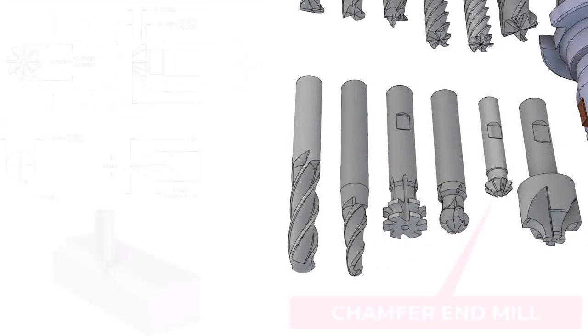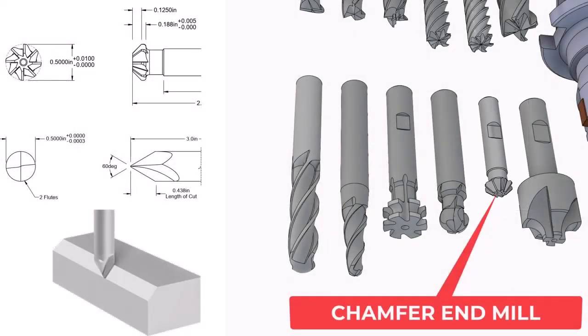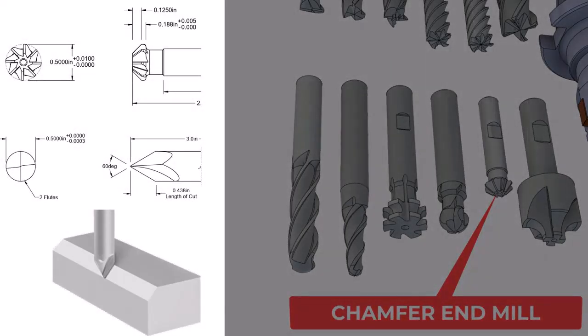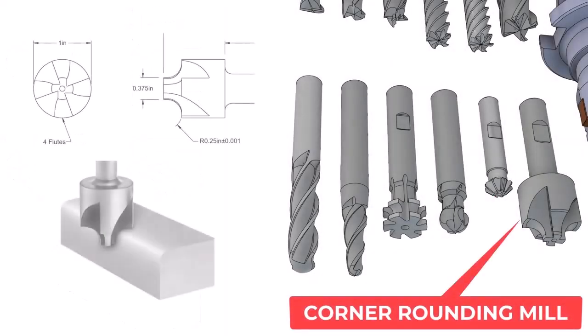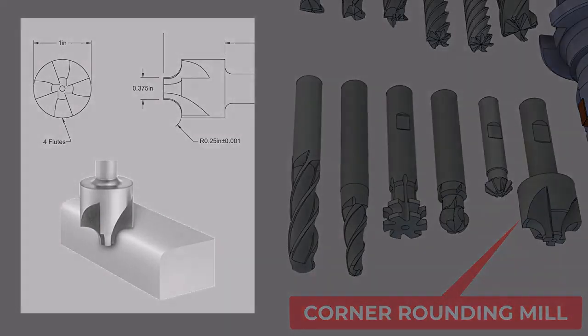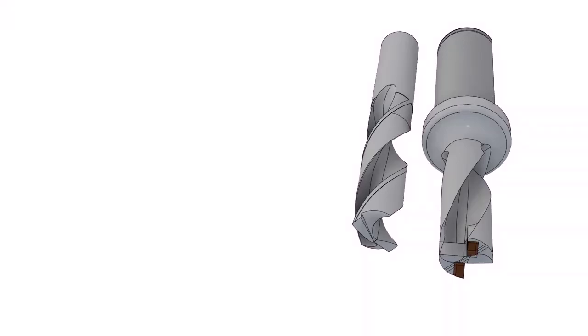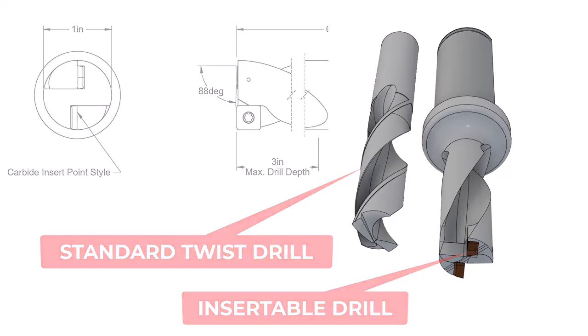Chamfer end mills are used to break sharp corners and create angled features. They come in various flutes. Use corner rounding mills to make a clean transition to sides or for removing sharp corners instead of using a chamfer end mill. Besides common twist drills, you can also use insertable drills as well as an assortment of boring bars to obtain large hole or bore sizes.